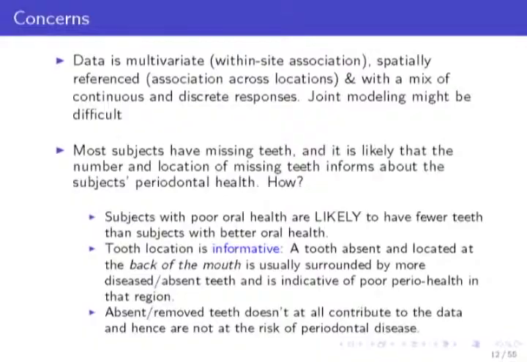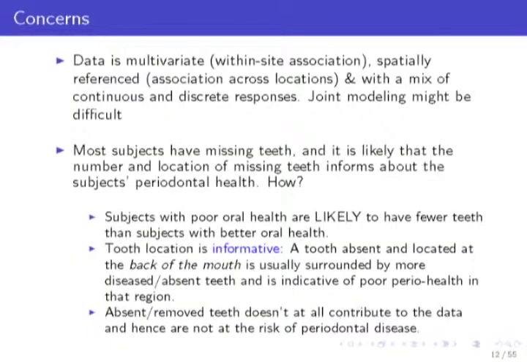Many subjects have missing teeth, and it is likely that the number and location of the missing teeth inform the subject's periodontal health. So this is where the research gets very exciting, because we believe that subjects with poor oral health are likely to have fewer teeth than subjects with better oral health. Tooth location can be informative. That is, if a tooth is absent and located at the back of the mouth, it is usually surrounded by poor health, indicative of poor health in that region.